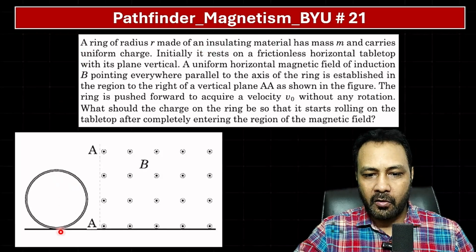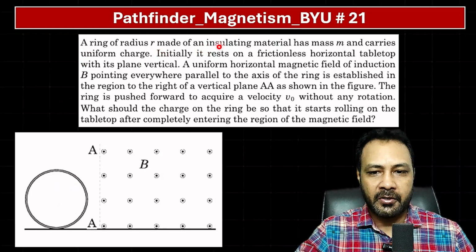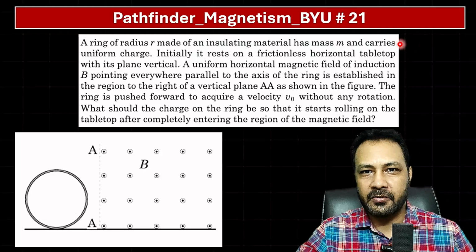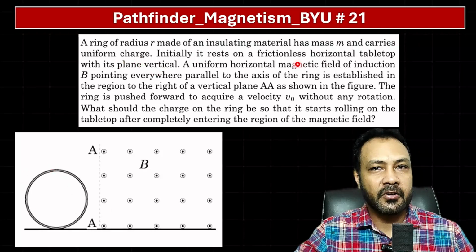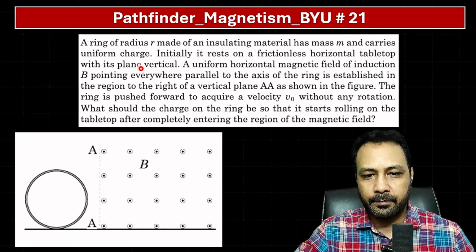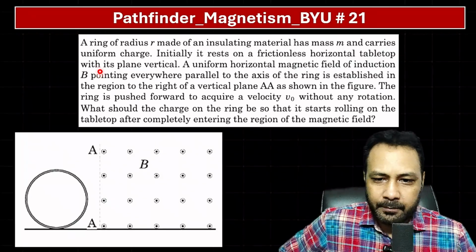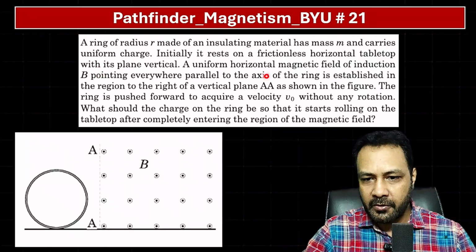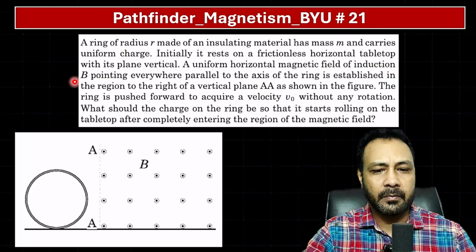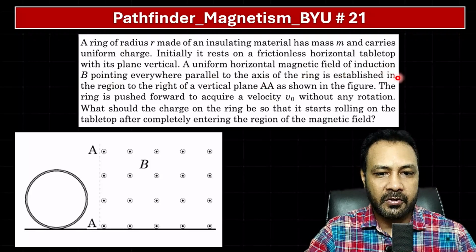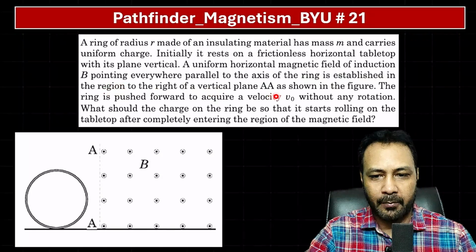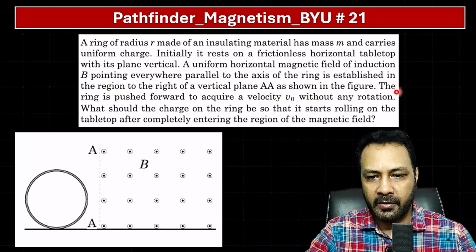Question states: a ring of radius r made of an insulating material has a mass m and carries a uniform charge. Initially it is at rest on a frictionless horizontal tabletop with its plane vertical. A uniform horizontal magnetic field of induction B pointing everywhere parallel to the axis of the ring is established in the region to the right of a vertical plane AA as shown in the figure.